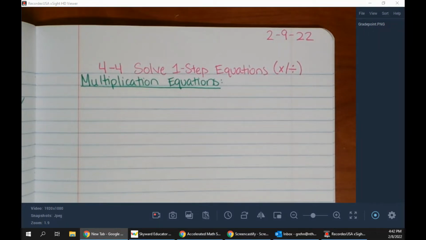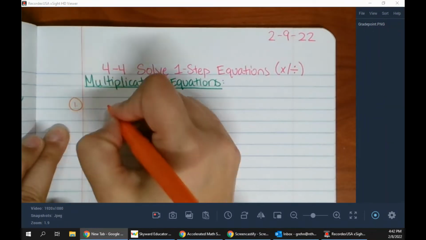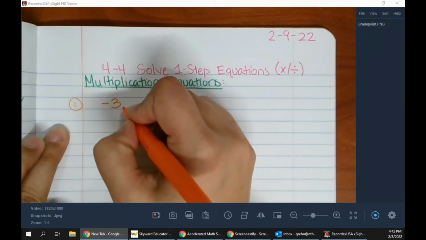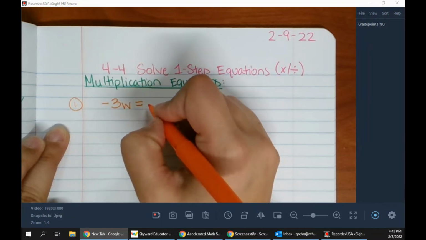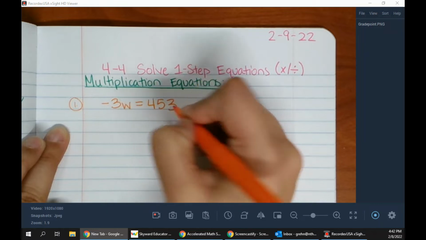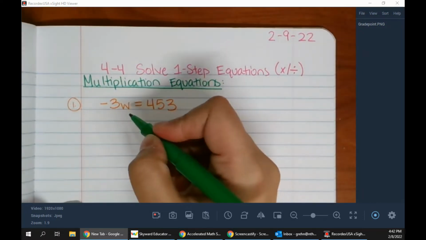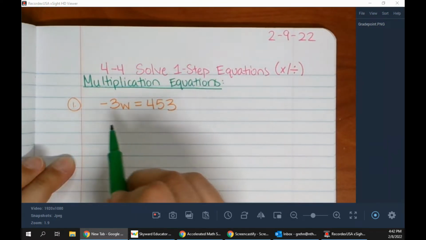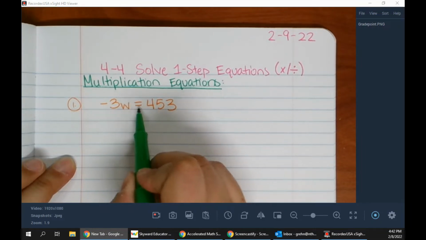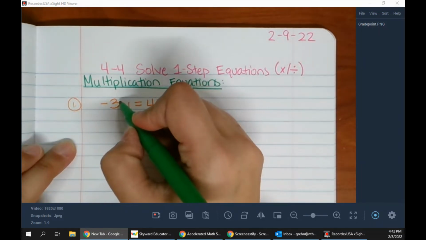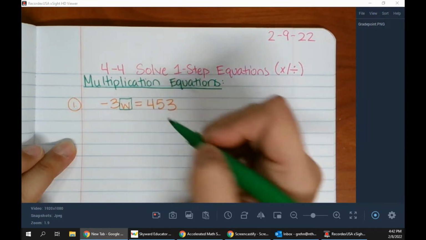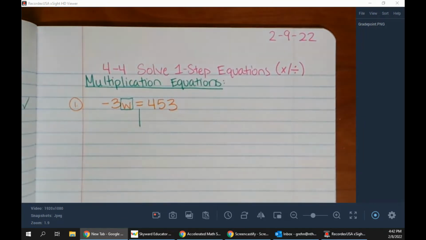All right, so our first example is going to be negative 3w equals 453. So just like with adding and subtracting equations, we're going to try to isolate our variable. And so right now we know that negative 3 times some number is going to equal 453. We want to figure out what w is. So I'm going to box that in, draw my line for my equal sign, so that I remember whatever I do to one side, I have to do to the other.